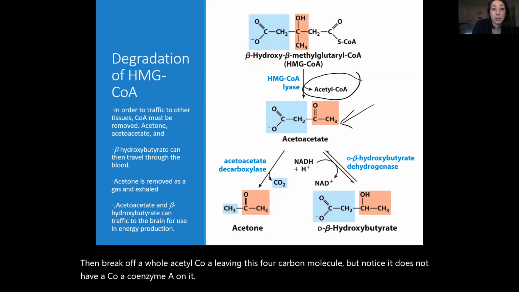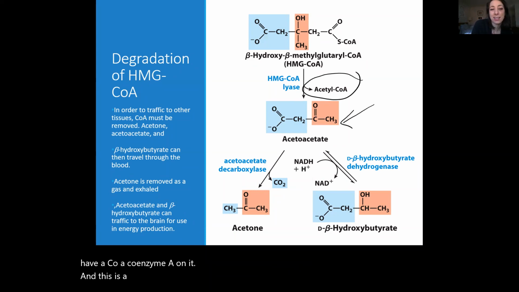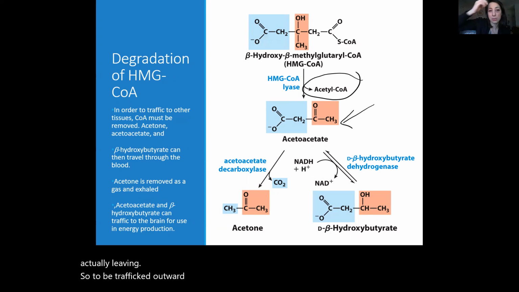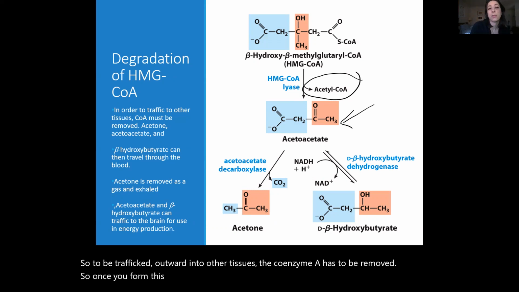And this is acetoacetate, excuse me. The reason we have to break it to this point where there is no coenzyme A on it is because coenzyme A is going to limit molecules from actually leaving. So to be trafficked outward into other tissues, the coenzyme A has to be removed. So once you form this acetoacetate, this is one of those ketone bodies.